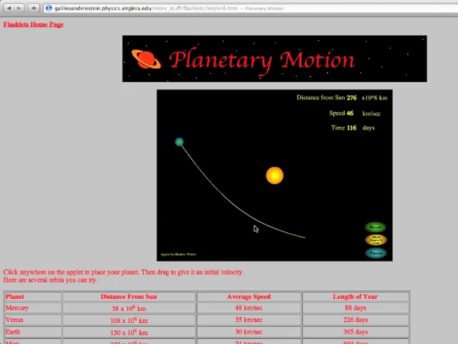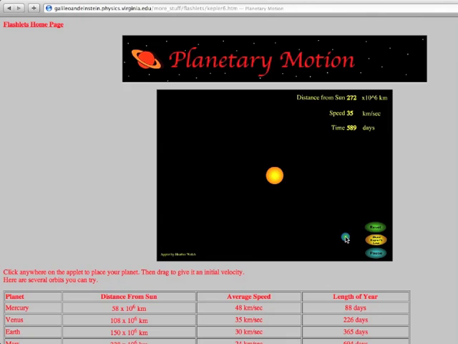Well, as you can see, what happened is the sun did exercise a force on it and curve the path, but because the planet's velocity was so great, it will not be in orbit. And so this would be an example of an object that will not orbit the sun because its velocity was so great.